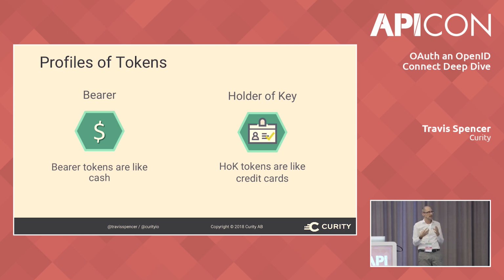So the credit card is tied to the one to whom it was issued in the same way that tokens are tied to the one to whom they were issued. And the way that tying is happening is that the one who is trying to use the token has to prove that it is in possession of a key. And so a lot of times holder of key will also be referred to as proof of possession tokens or POP tokens. Okay? Are all these analogies helping?